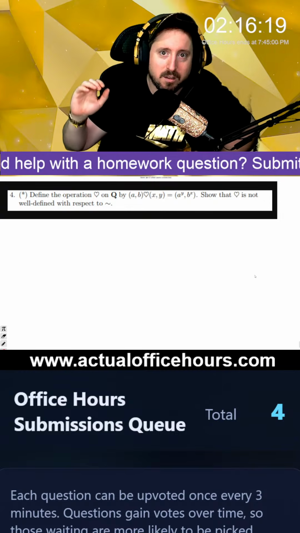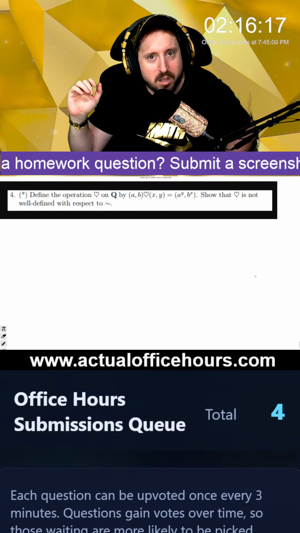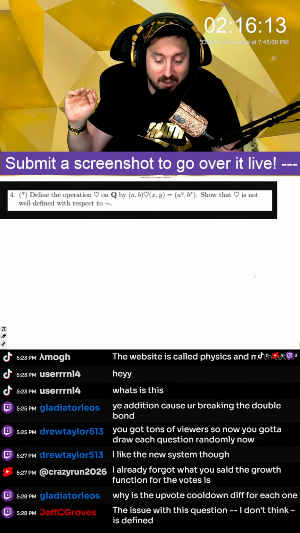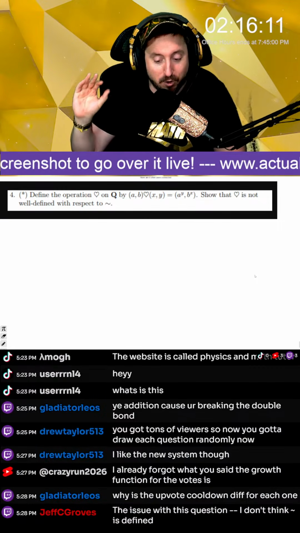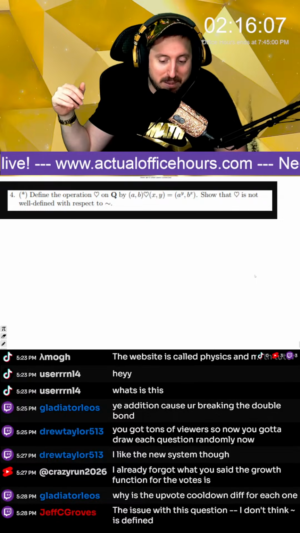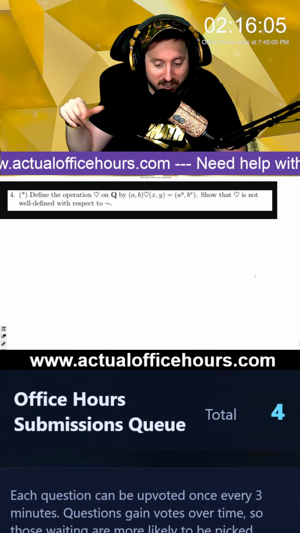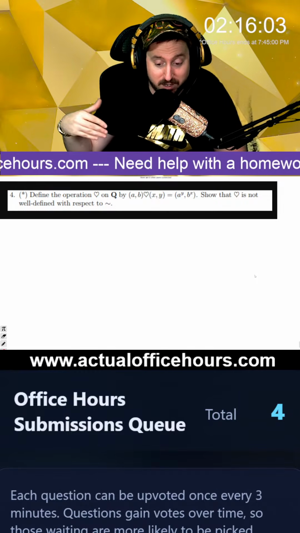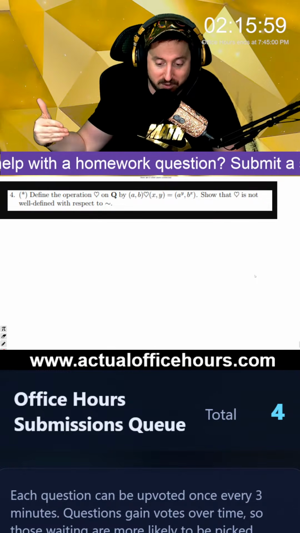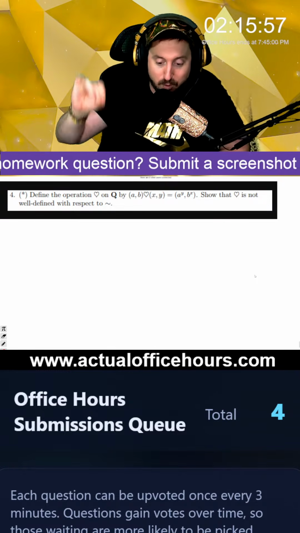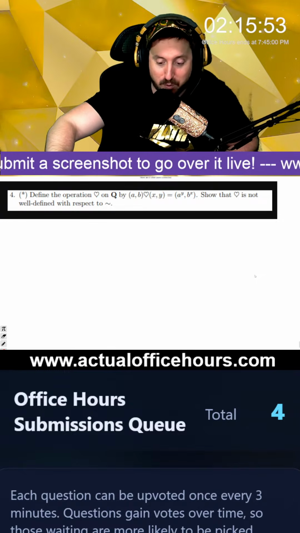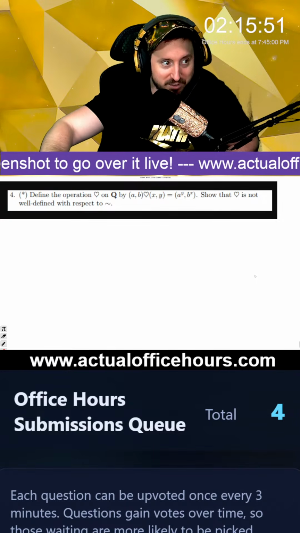Gladiator's asking, why is the upvote cooldown different for each one? Okay, so here's the thing. I used to have it that it was per IP that you could vote on certain questions and there was a cooldown, but then people found ways to circumvent that by opening multiple browsers, which apparently opened up multiple IP addresses. I didn't know it does that. I thought IP addresses were location specific. Like if your access point is this, it doesn't matter how many tabs you have open or how many browsers, it should be the same IP.